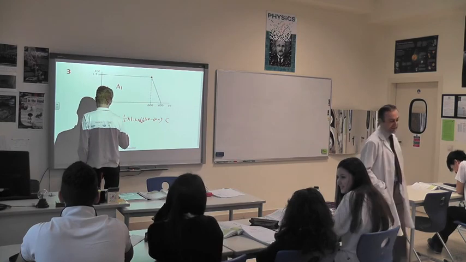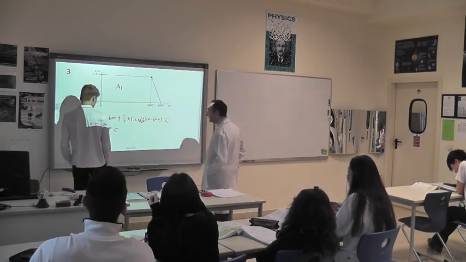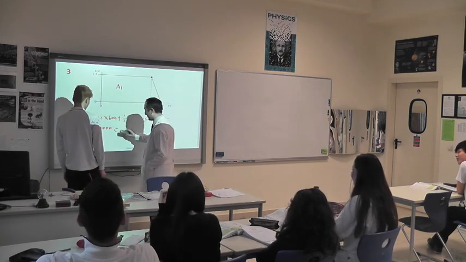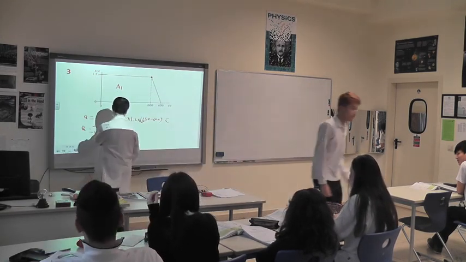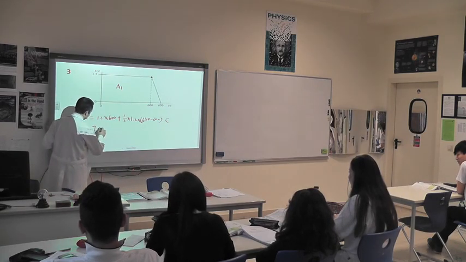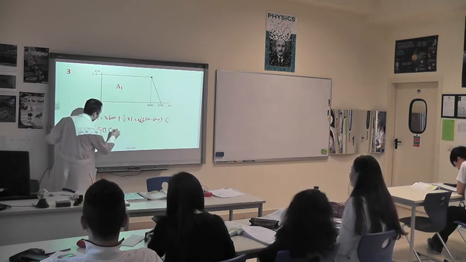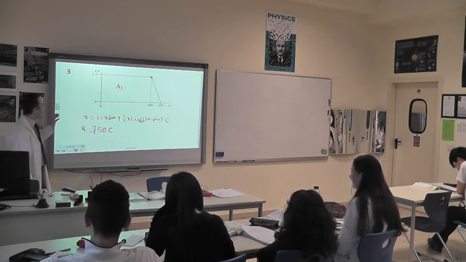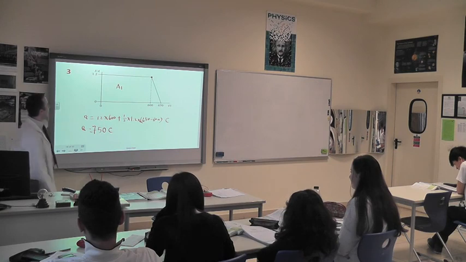So not 7 million. Okay, all right. But you did well. You did the calculation well, you just didn't write the result well. 750 coulombs. So that is the total charge.